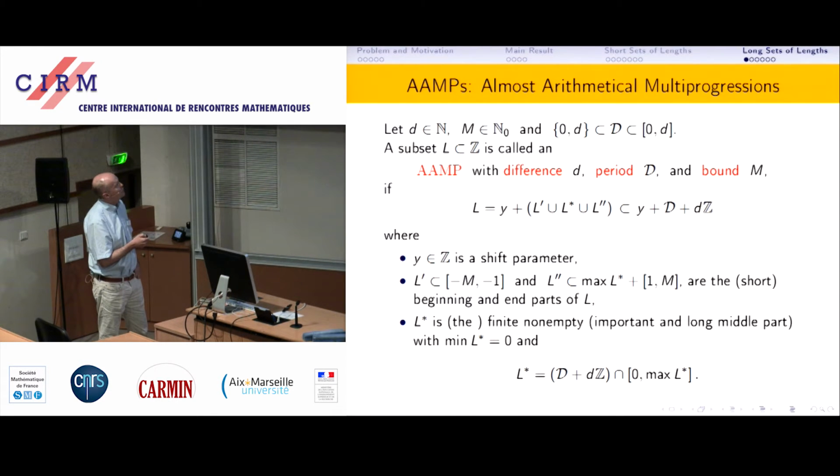Let us fix a difference D. So an almost multi-progression is a union of arithmetical progressions with the same difference D and with a variety of different starting values. So look at the L star. L star is the long central part. Everything is shifted so that we start with a 0 element here. And L star is an arithmetical progression with difference D, and we have several starting points, up to the very end. And at the beginning and at the end part, we may have some gaps, but everything is contained here.